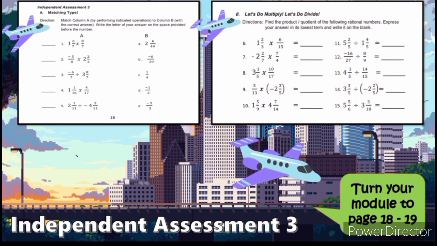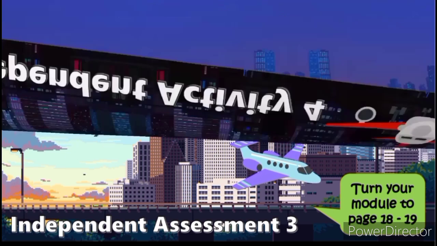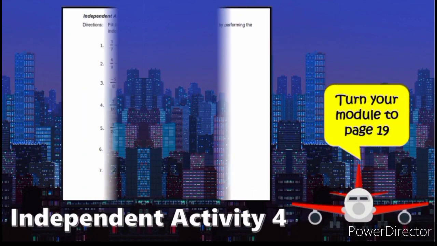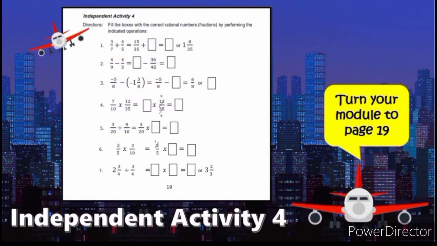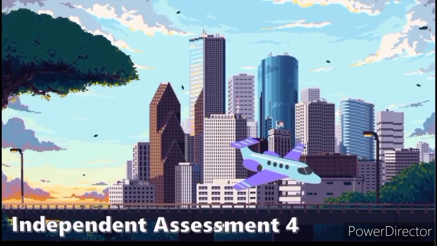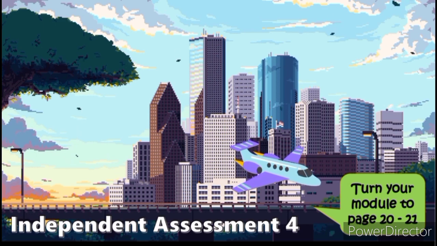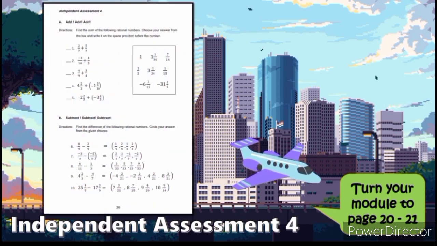And for letter B, find the product or quotient of the following rational numbers. Express your answer in its lowest term and write it on the blank. Independent activity number 4. Turn your module to page 19. Fill the boxes with the correct rational numbers by performing the indicated operations. Independent assessment number 4. Turn your module to pages 20 and 21.